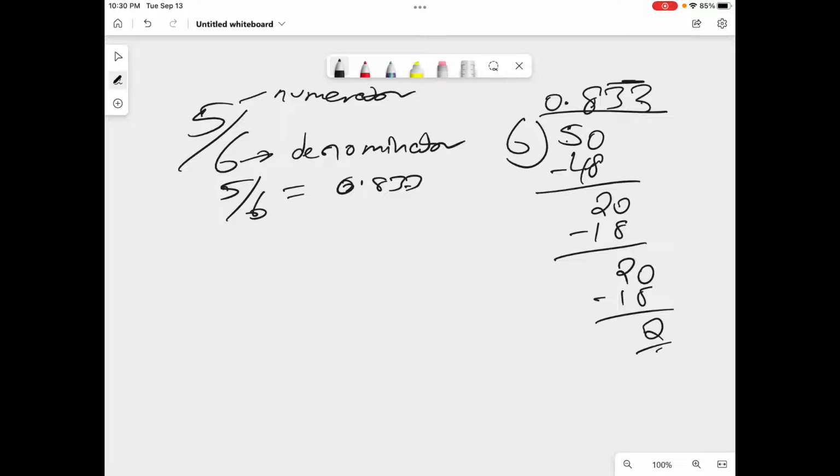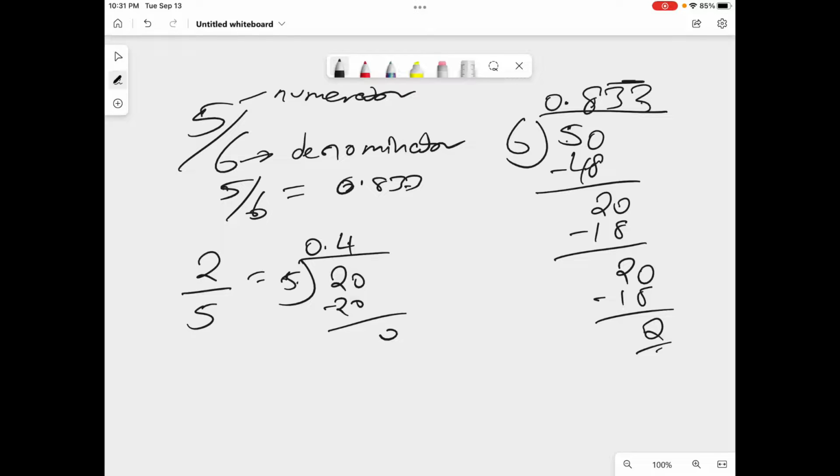Now let's do an example of one that is going to be a terminating fraction. So for example, let's see, we want to convert 2/5. If we do long division, we're going to take 2 divided by 5. 2 divided by 5 doesn't go in, so we write a 0 and bring the 0 here. What is 20 divided by 5? It's 4. What is 5 times 4? It's 20. And the remainder is 0.